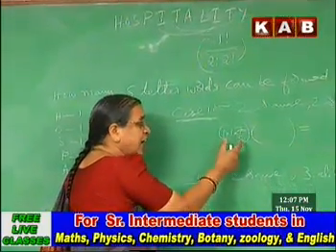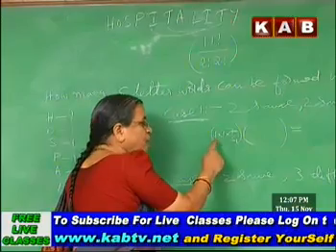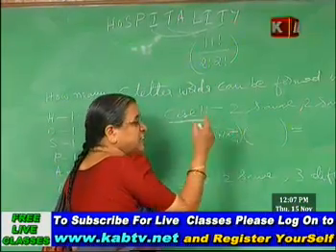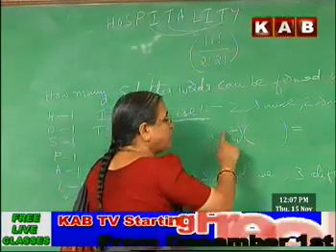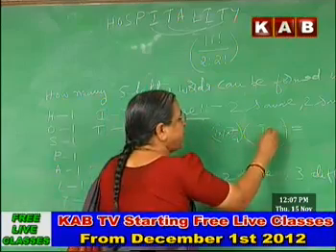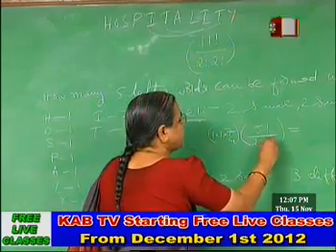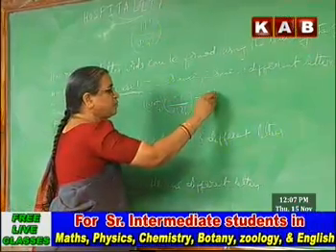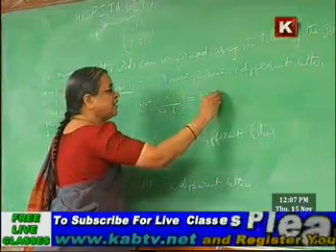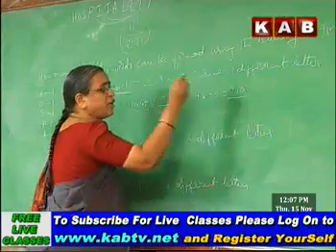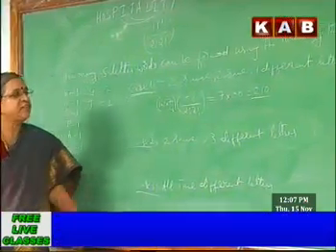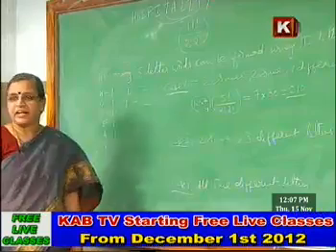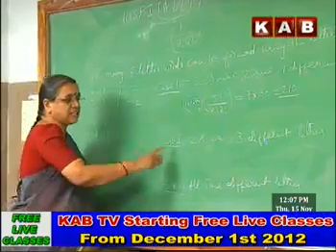After this selection, I have 5 letters in which 2 are same, 2 are same, and 1 is different. We know all the 5 letters can be arranged in 5 factorial by 2 factorial into 2 factorial. This is the way. So, 7 into 30, 210. 210 words of 5 letters in which 2 same, 2 same, and 1 different letter can be formed. Let us come to the second case.